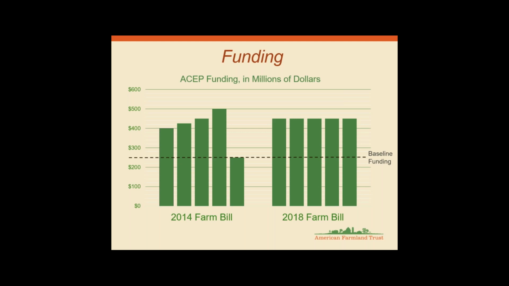So you can see that over the 2014 Farm Bill, there was a stair-stepping up from $400 million to $500 million, and then the funding decreased in the last year of the bill down to $250 million. And that line on the graph indicates baseline funding. That was the starting point, essentially, for negotiations in this Farm Bill. So we saw a really big increase over the baseline amount of funding. ACEP is funded at $450 million for every year of the Farm Bill, which is really exciting from AFT's perspective, and it also means that looking forward even into Farm Bill's future, we're going to be starting with a much higher and much more comfortable baseline.